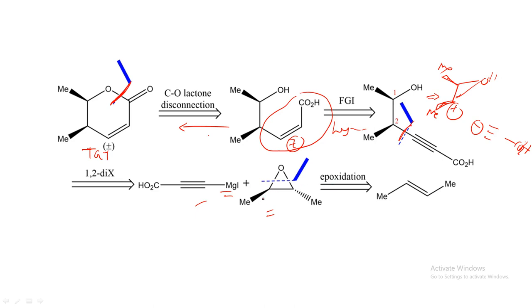So this is the second thing we have, the second disconnection or functional group addition, we can say FGA, would be the epoxidation reaction. So now the question would be, here we can see we are using an E-alkene. Why are we not using the Z one? The origin of this is particularly this step.